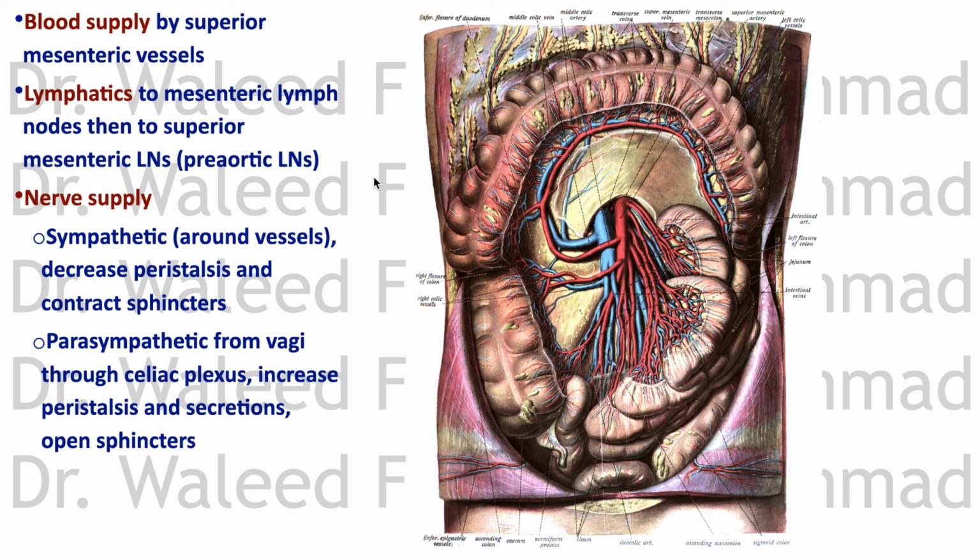The blood supply of the small intestine, the jejunum and ileum, comes from the superior mesenteric artery. As you can see here, the superior mesenteric gives numerous branches and forms the so-called arcades and vasa recta to supply the intestine. We will see them in the next plate. This is the way the superior mesenteric supplies. Lymphatics run along the vessels, and the nerves come as a plexus around the vessels, as we mentioned before, sympathetic and parasympathetic from the vagi.